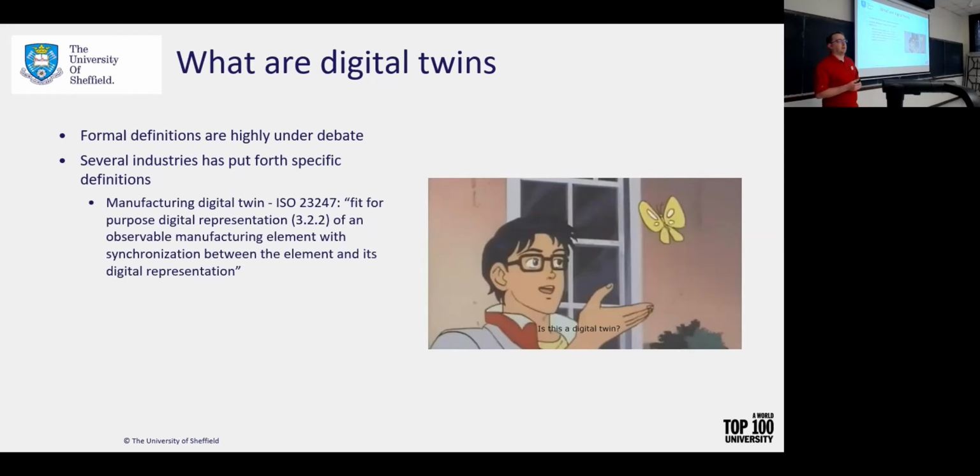One example I like is the manufacturing digital twin. It's an ISO standard now, 23247, and it says a fit for purpose digital representation of an observable manufactured element with synchronization between the element and its digital representation. So that is a fairly broad definition, but also very specific at the same time, because it talks specifically about observable elements, and it talks about synchronization between the digital and the physical systems.